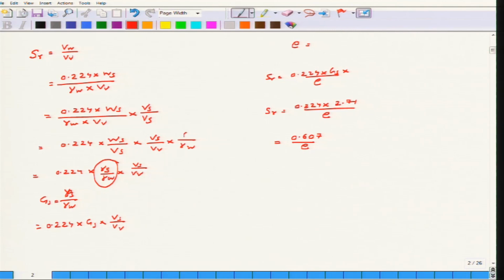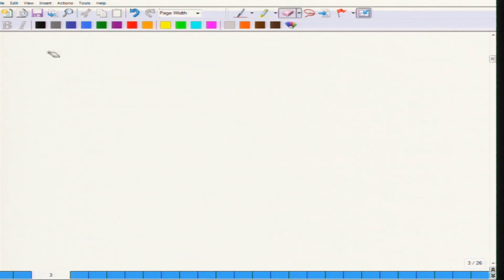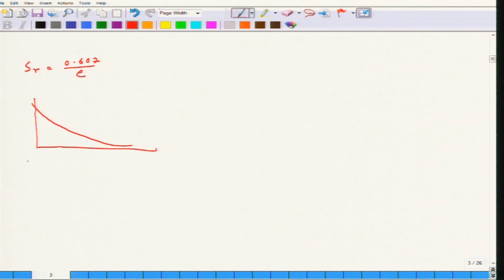Now, coming to the plot. First we have to plot the variation of Sr with respect to E. So, we got Sr equal to 0.607 by E. Now, we are going to plot the curve. It is somewhat like this, and for a particular degree of saturation of 50%, we will get our E as 0.607 by 0.5, which basically is 1.214.